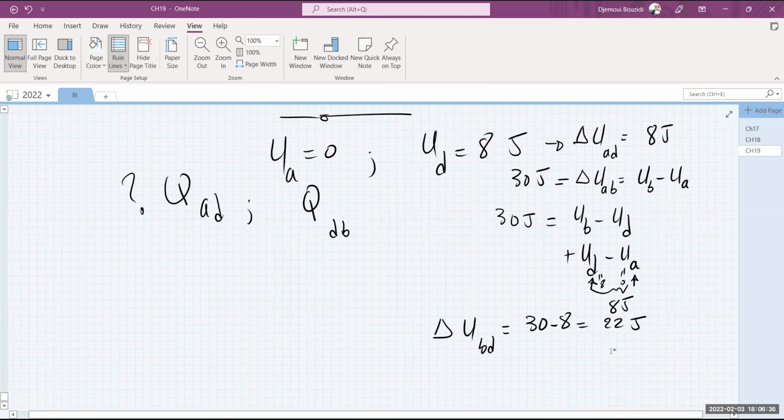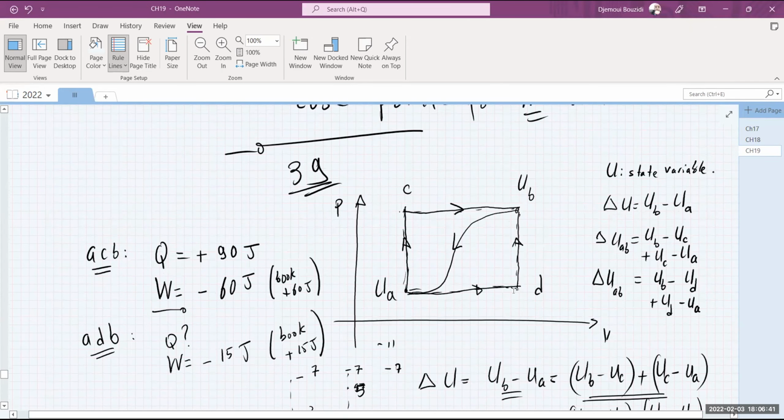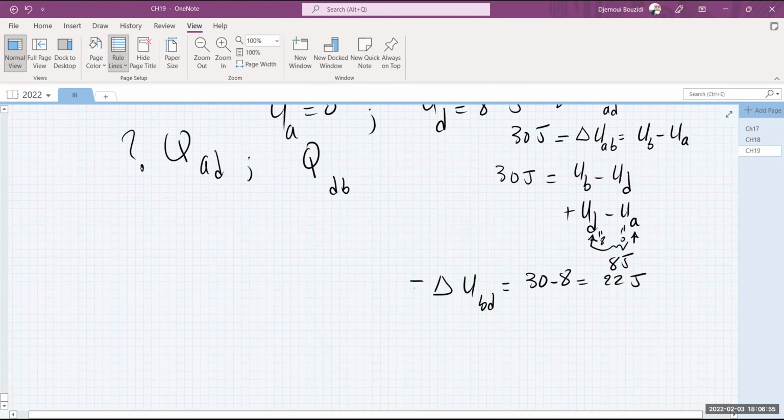If you look at this process carefully, from D to B, I'm sorry, this is an isochoric process. The volume does not change, so W is equal to 0 here. And if that's the case, then delta U is just the Q going from B to D, because W is equal to 0. So it doesn't matter its sign, okay? You add 0, subtract 0, it doesn't matter. So QBD is actually equal to 22 joules.